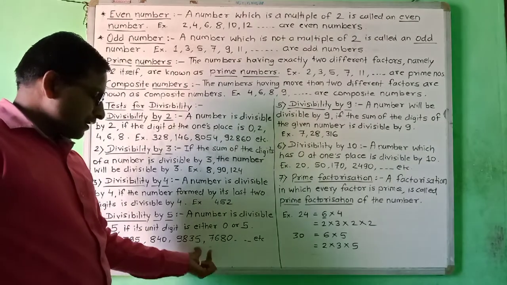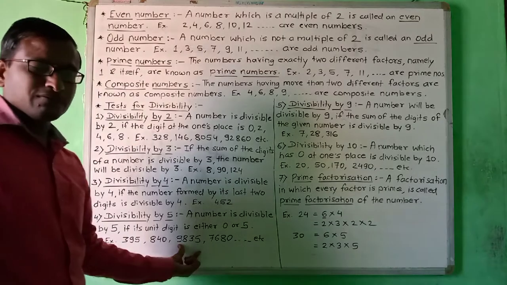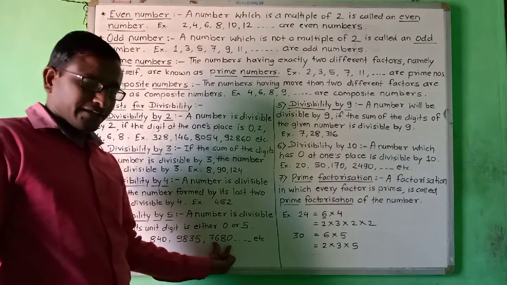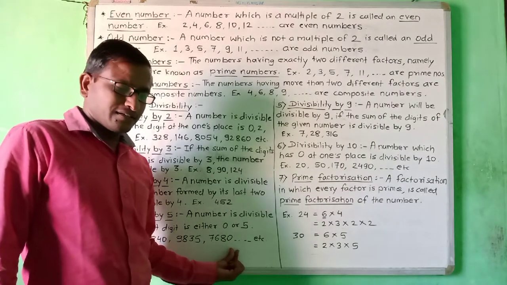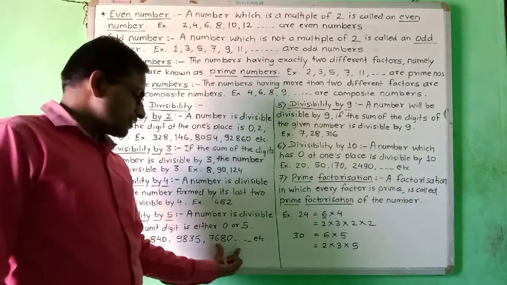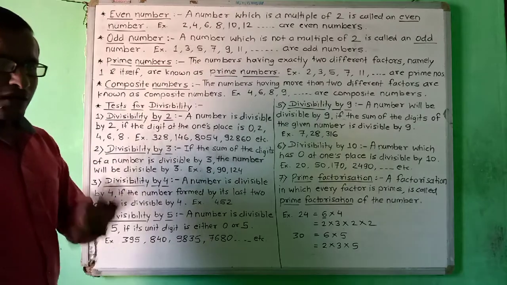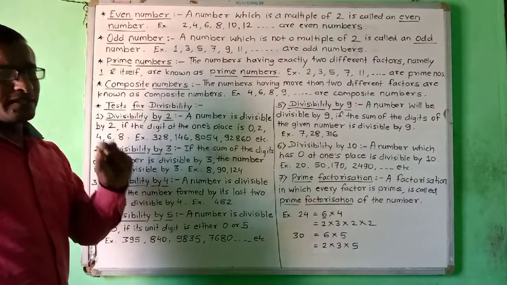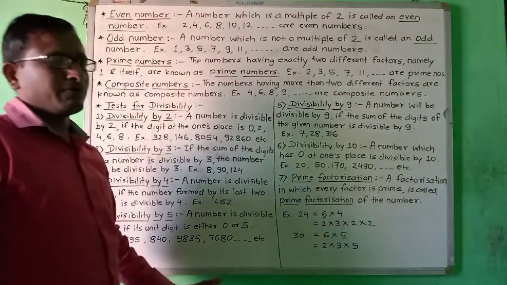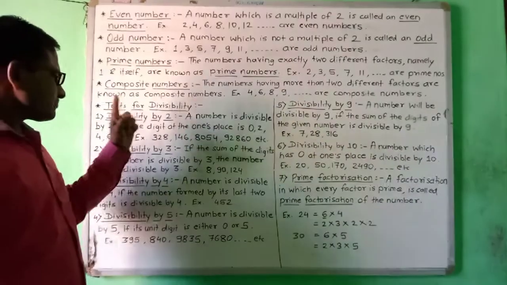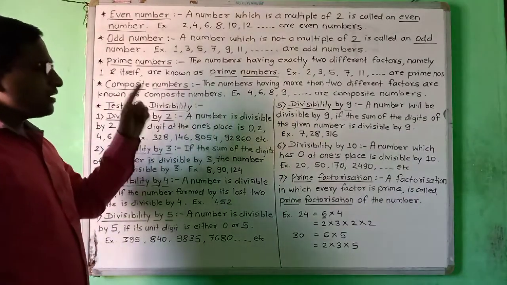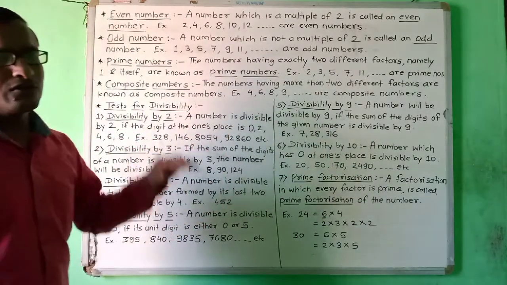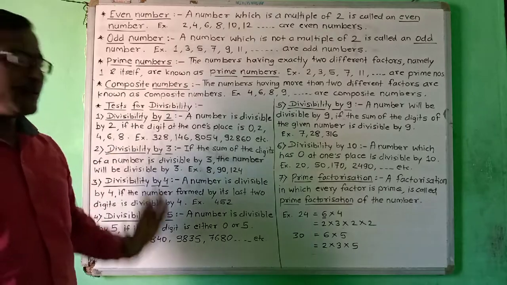9835: in the unit place 5 is present, so again this number is divisible by 5. Next example 7680. Again here 0 is present, so again these numbers are divisible by 5. You always remember, in the unit place you check whether 0 or 5 is present. And in the divisibility test of 2, a number ending with 0, 2, 4, 6, 8 is always divisible by 2.